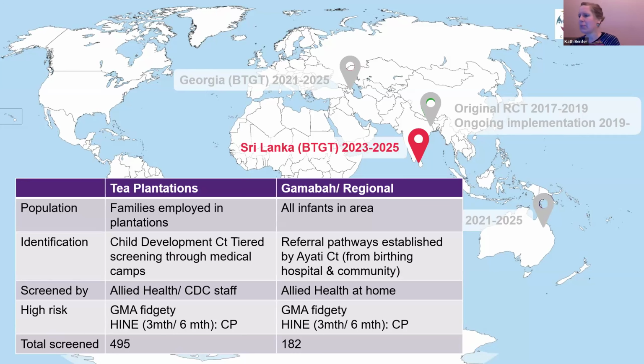So we had one in the tea plantations, which was specifically developed to support families who were employed in the plantations. And the team there collaborated with the child development centres to really promote and do universal screening with the general movements. And then in addition to that, they ran some health camps where they could do more of a tiered screening model. And again, I won't unpack some of these terms. We'll talk about them as we move through the presentation.